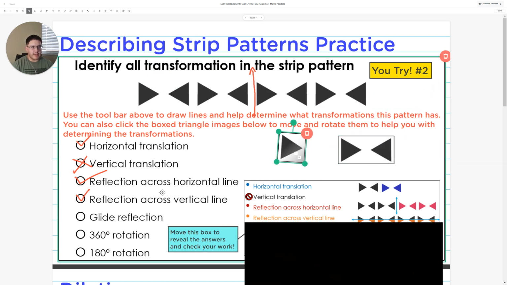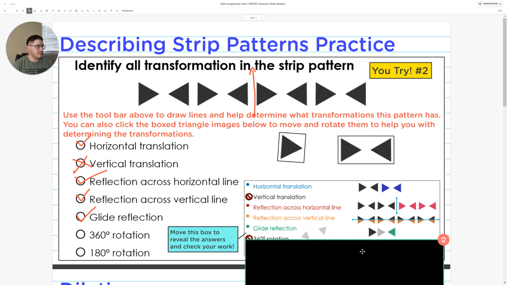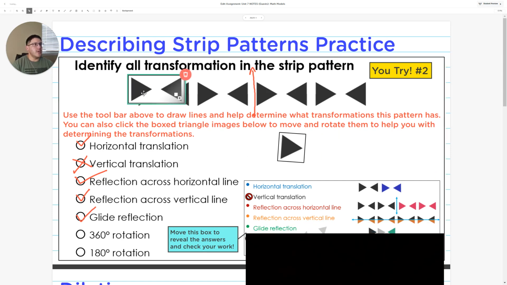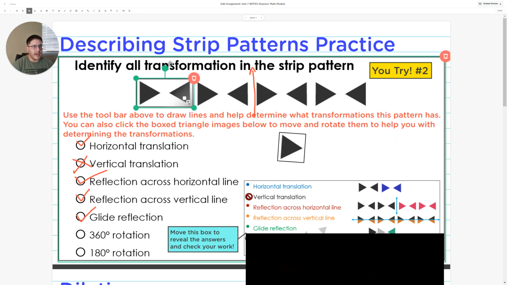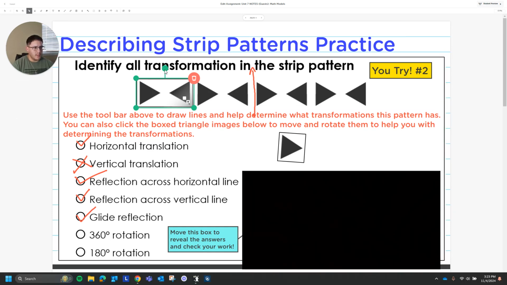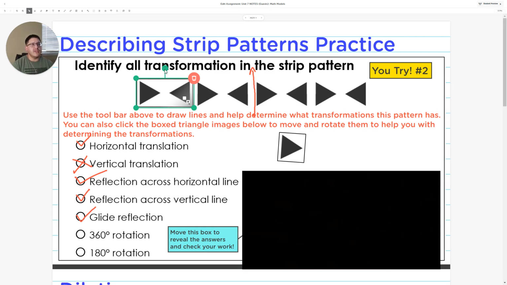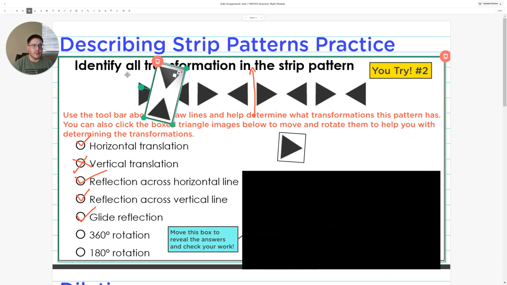Move these back to the position. So yes, glide reflection. 360-degree rotation. Can we rotate it to get to this image right here? No, because 360-degree rotation just puts it back in the original position.